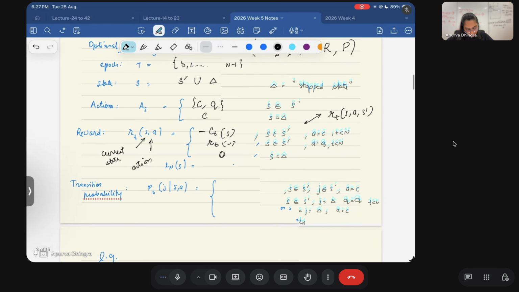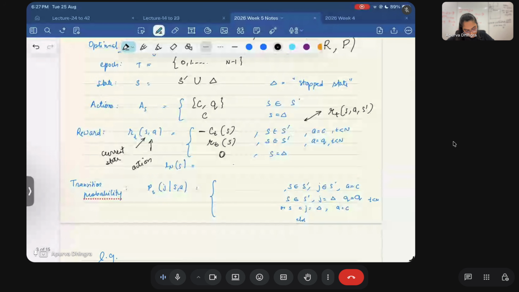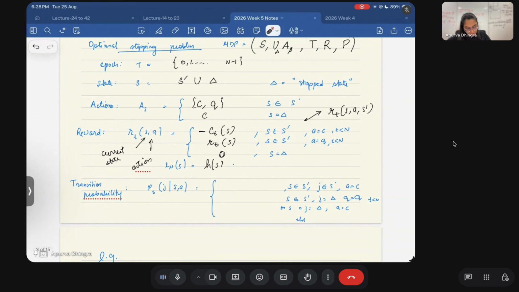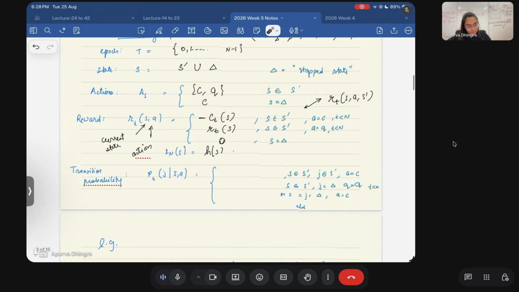Okay, and Rn of this, let's say, is just some H of S for all the states that are technically feasible. Just a moment, I am verifying if I have written this appropriately. Okay, this is fine. Then next is to describe what the transition probabilities are.